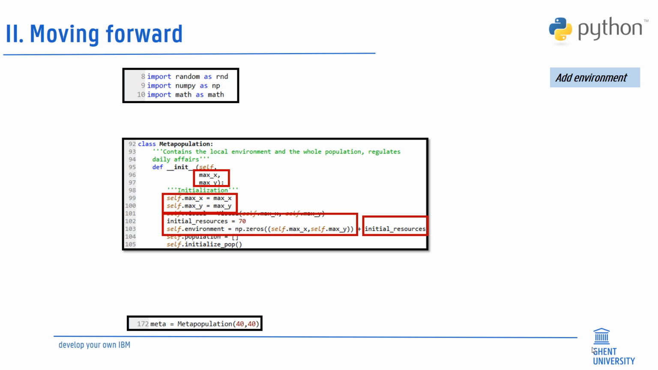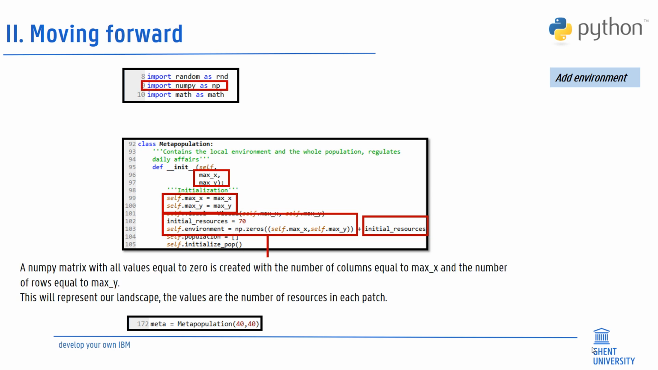We also want to make the environment spatially explicit. We here create a landscape of 40 by 40 cells, in which cells get a fixed amount of 70 resources. We use the NumPy function, as this is very fast and efficient. We first create a matrix of max x and max y rows and columns filled with zeros, and add the initial amount of resources to each cell.